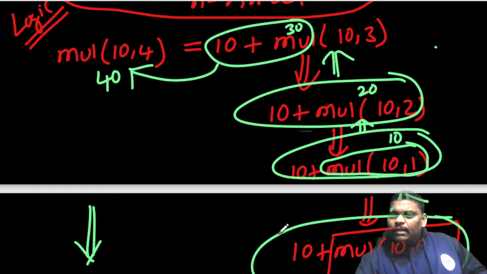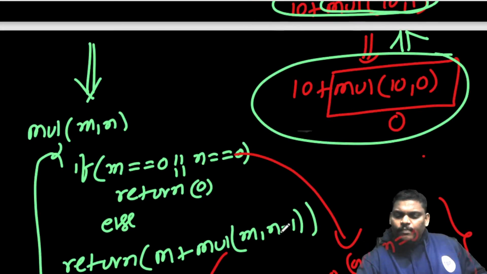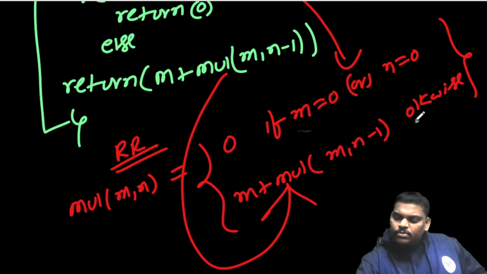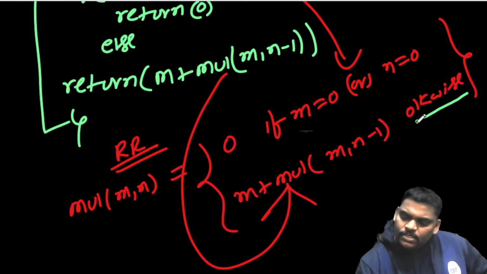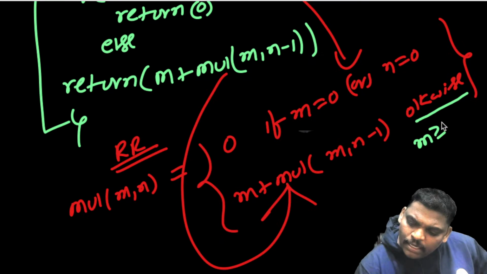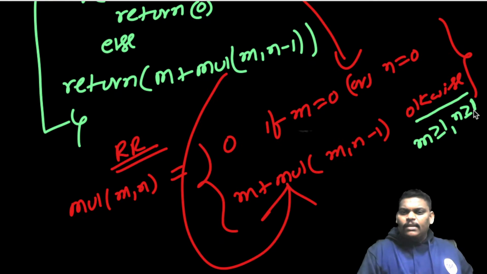Else case: m greater than 1, n greater than 1. Can it be read that way? Of course. Otherwise means the same thing, other than that case. What is the answer? If m is greater than or equal to 1 and n is greater than or equal to 1.